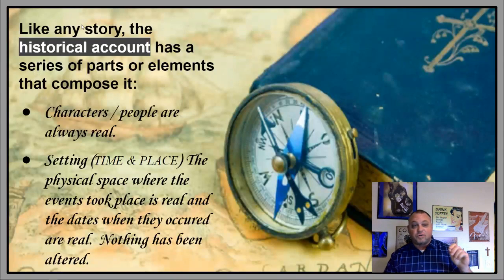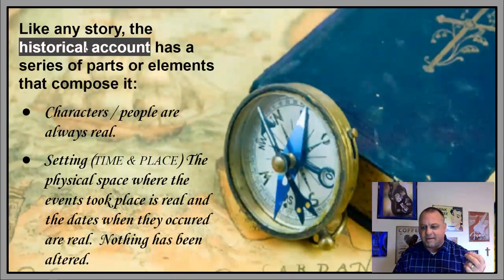Now, like any story though, the historical account has parts or elements that make it, right? So there are going to be people that are always real. We can call them the characters, we can call them the people, but in a historical account, they are fact. The setting and time and place, these again, the physical space where this event took place is real. The dates when they occurred are real. Nothing about the settings has been altered when you read a history book. Every detail that historians can gather is placed without bias in that text.